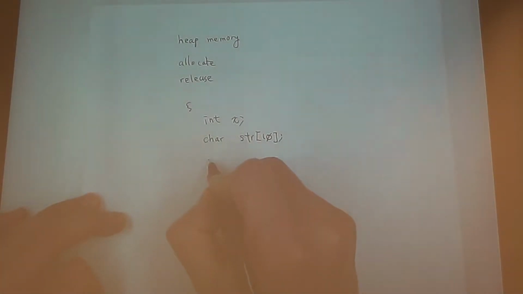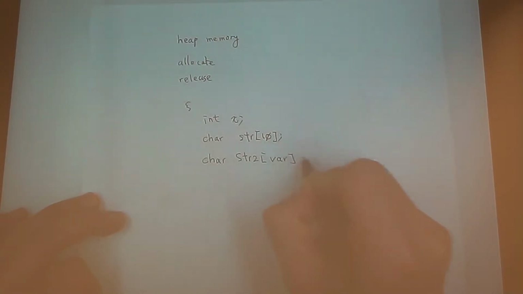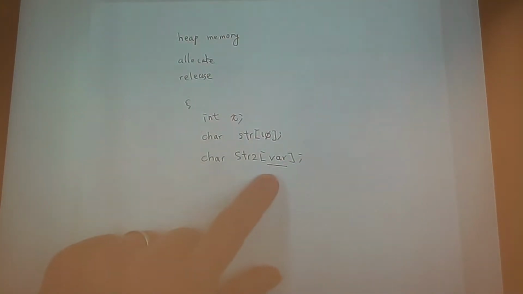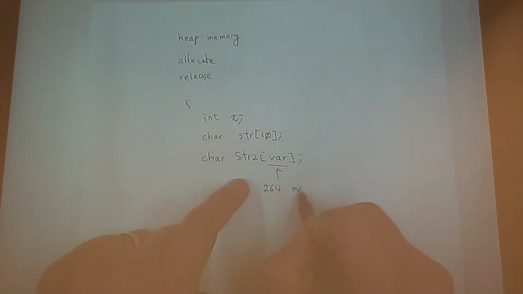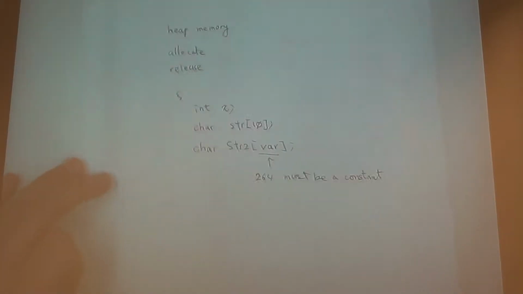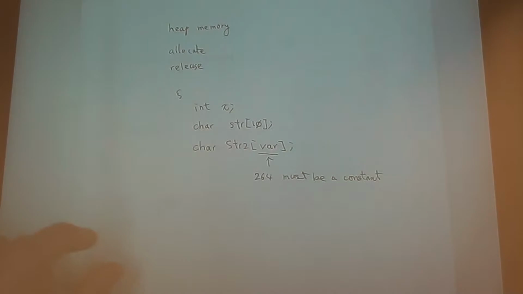Some C compilers actually allow you to do this, where the size is a variable that is determined at runtime. That's not used in this course. So for this course, 2CD4, this must be a constant. So stack memory is too restrictive.